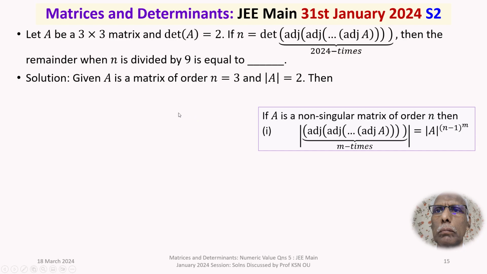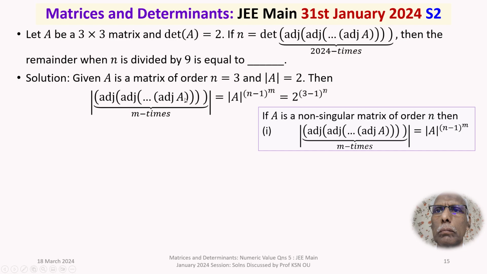Let's get into our question now. The determinant of adjoint of adjoint of, et cetera, adjoint of A, m times, is equal to the determinant of A to the power of (n minus 1) to the power of m. In our case, the determinant of A is 2 and n is 3. So that will be 2 to the power of (3 minus 1) to the power of m, that is 2 to the power of 2 to the power of m.